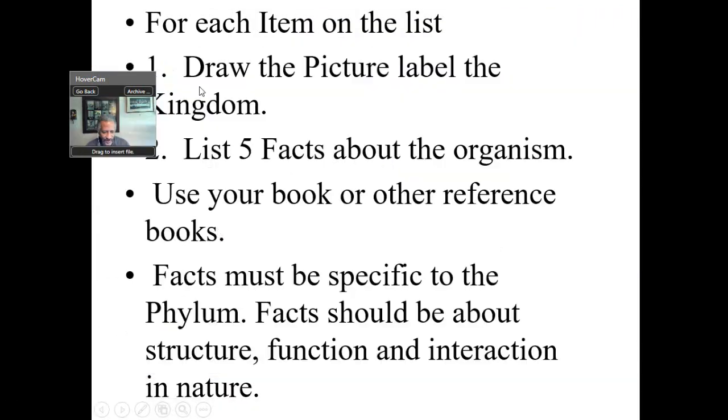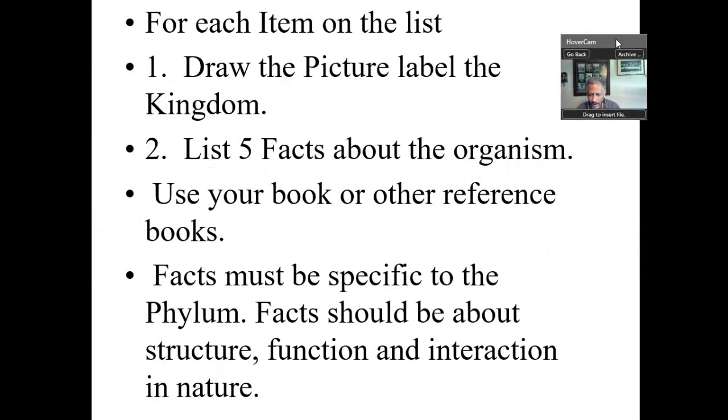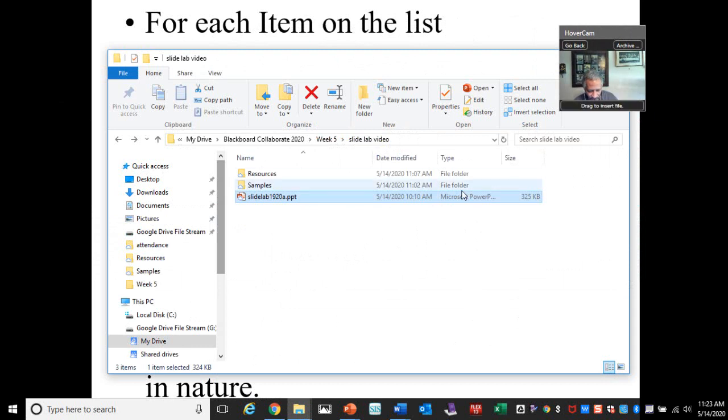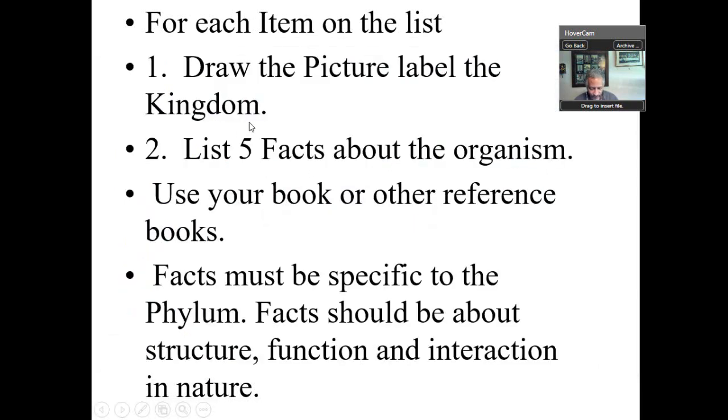So here's the slide lab directions that are on Blackboard. What I want to do is go over the directions, go over some resources, and then show you some student samples from the past. Okay, so again, for each picture, you're going to draw a picture or find an online picture. You're going to give me 5 facts, and the facts must be about that organism on the phylum level or lower, meaning phylum or class level.